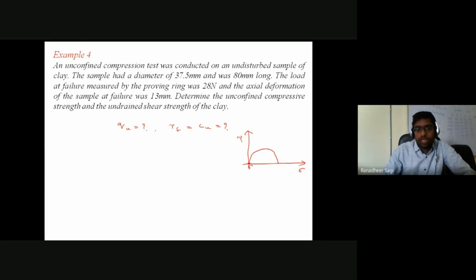And this is sigma 3, which is 0. And this is sigma 1. So obviously sigma 1 minus sigma 3 is what we call your deviatoric stress. This difference in principal stresses is what we call your deviatoric stress. So what is this deviatoric stress equal to? It is nothing but your unconfined compressive strength.